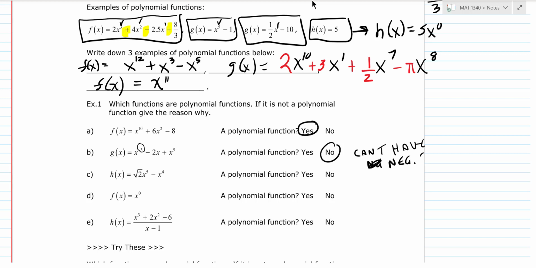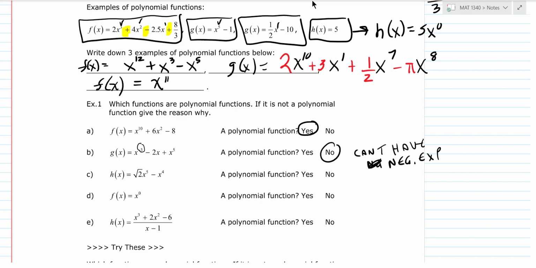So you can't have negative exponents. Okay, that's good. How about the next one? Square root of 2x to the 5th minus x to the 4th. What do you think? At least shake your head. There we go. I'm seeing a lot of people shake their head this way.